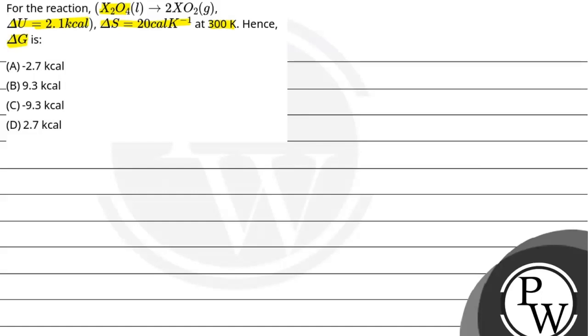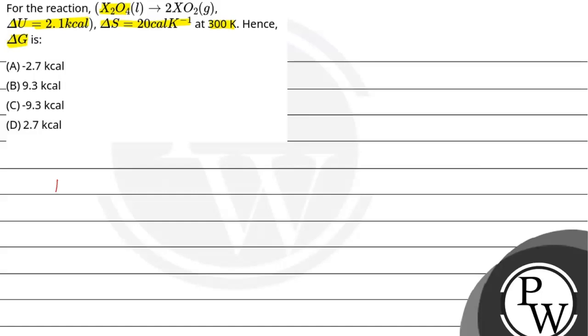4 options are given, A, B, C and D. Option A is minus 2.7 kilocalorie. B is 9.3 kilocalorie. C is minus 9.3 kilocalorie and D is 2.7 kilocalorie.